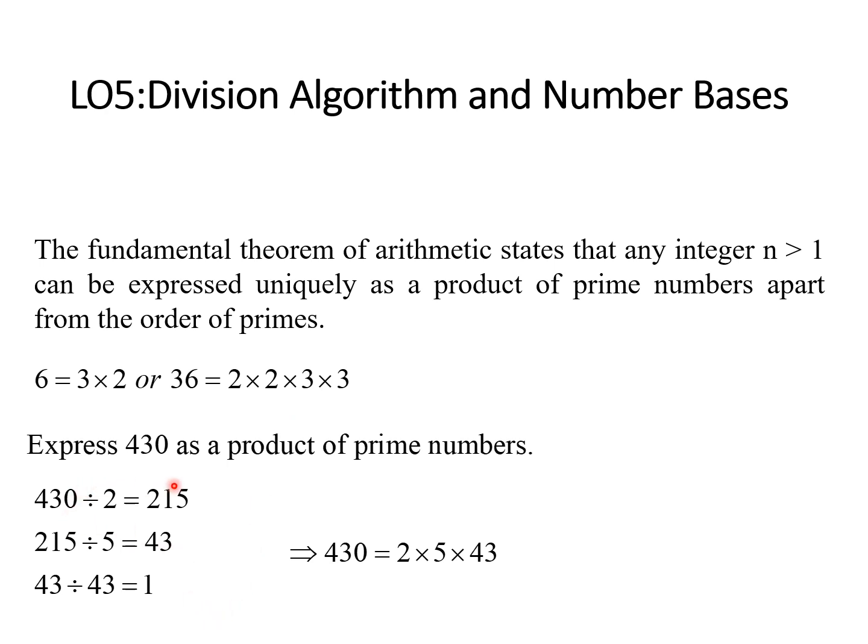So for example, expressing 430 as a product of prime numbers, 430 divided by 2 is 215, and then 215 divided by 5 is 43, and 43 divided by 43 is 1. So therefore 430 is simply 43 times 5 times 2, or 2 times 5 times 43. Okay, so this is a fundamental theorem of arithmetic which involves the division algorithm.